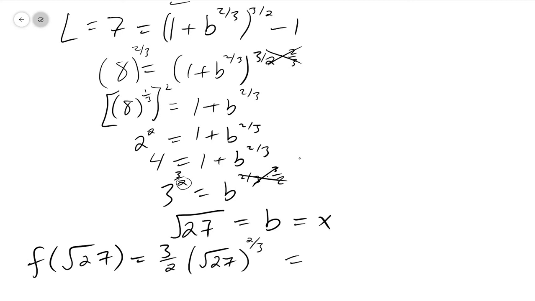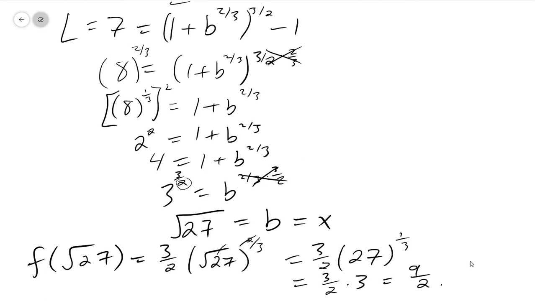And we can go ahead and solve here. We see the square root and the second power cancel. So we actually get 3/2 times 27 to the 1/3 power. And the cube root of 27 works out really nice because 3 times 3 times 3 does give us 27. So we end up with 3/2 times 3, which equals 9/2.